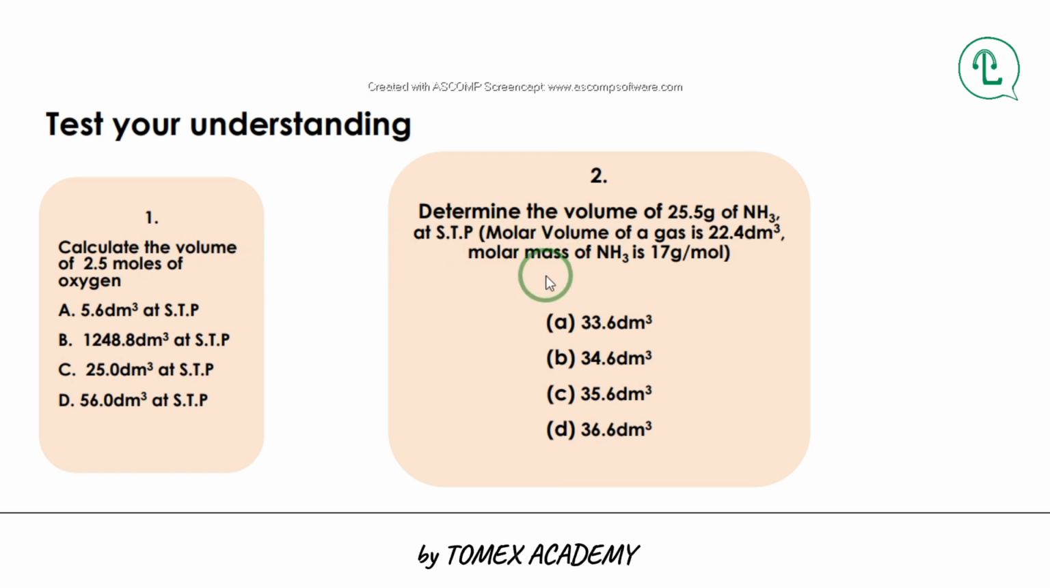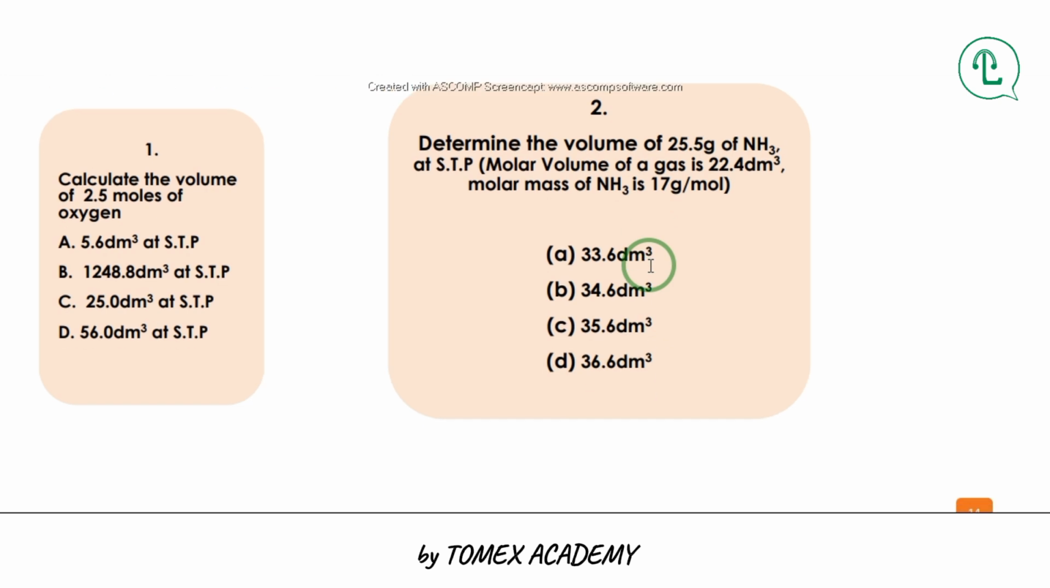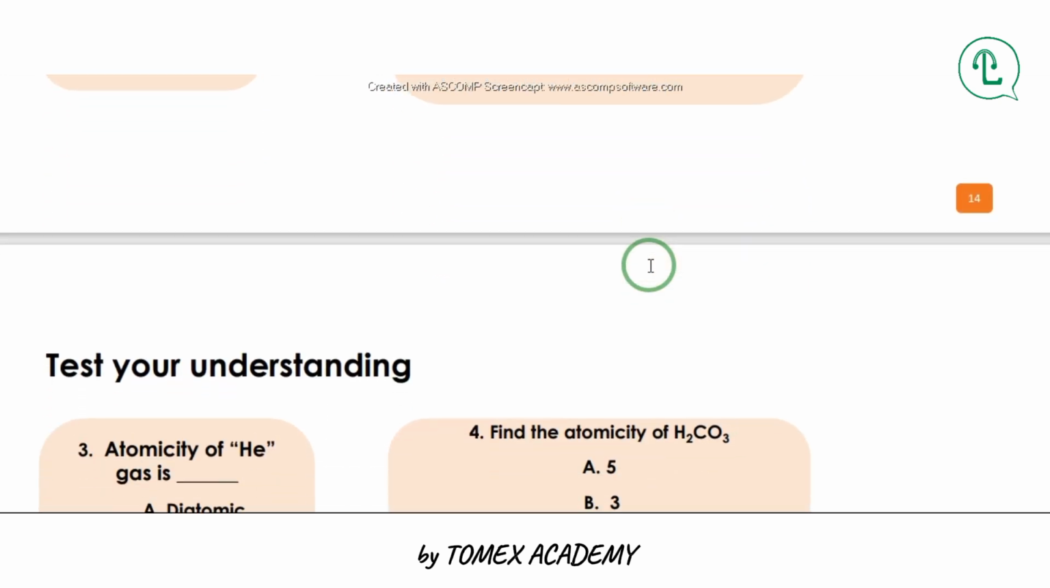Same thing as question number 2. You should be able to do this. Determine the volume of 25.5 gram of ammonia at STP. Molar volume of a gas is 22.4. This standard, even if you are not given, you should know that molar volume of any gas at STP is 22.4 dm cube. So molar mass of NH3 is 17 gram. You have been given the molar mass of ammonia. So this one also is straightforward. You should be able to do this. Try it. And in case you don't know it, the solution is on this slide.